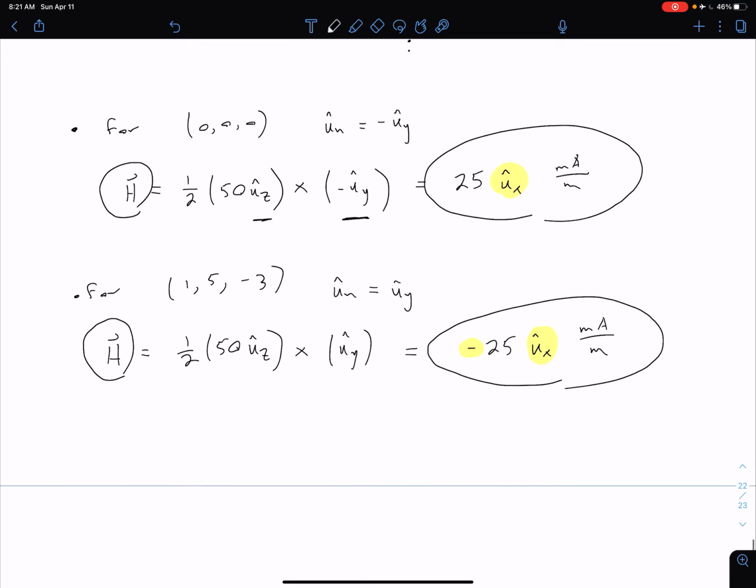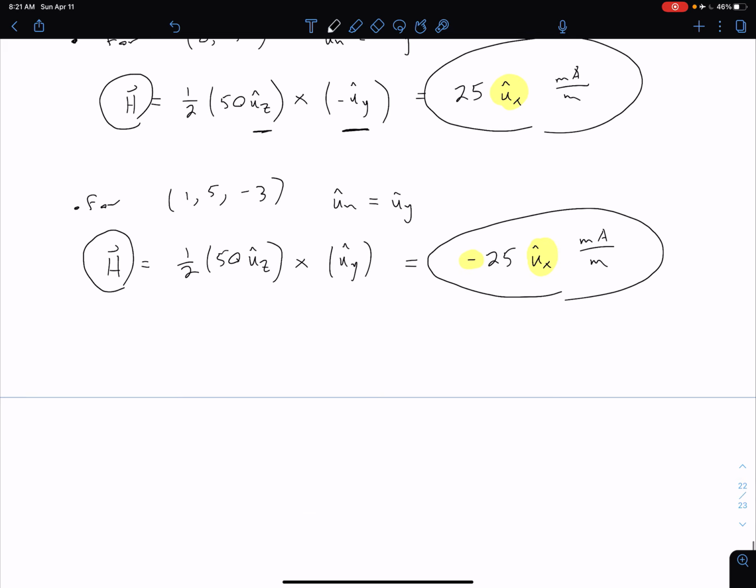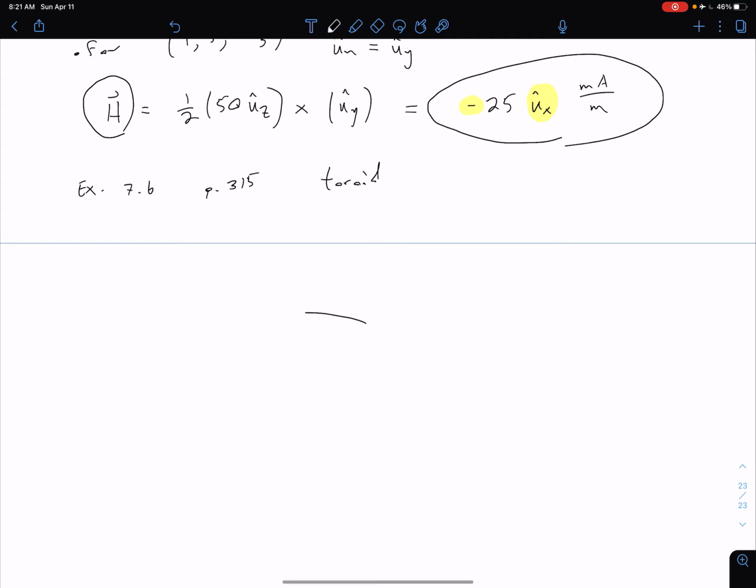One other interesting thing to look at: we don't have enough time to look at all the examples that I wish we could, but there's an interesting example, example 7-6 on page 315. What this deals with is a toroid. Basically we can think of this as some ring, so we have some ring structure like this. This is some 3D ring, and around that we have some coils. So we have some toroidal structure.